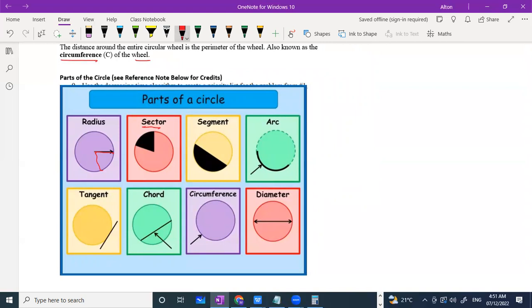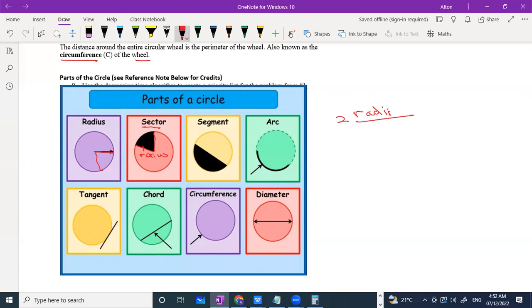Notice the sector of the circle is formed by one line coming from here. That's one radius. Are you seeing that? And then you have another radius. So the sector is really formed by two radii, the plural of radius.